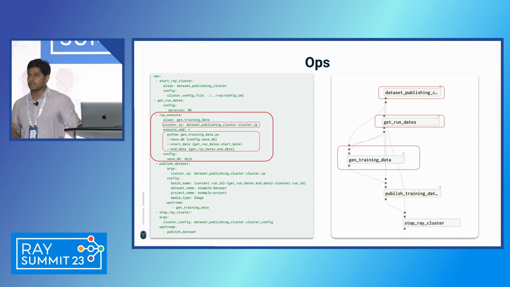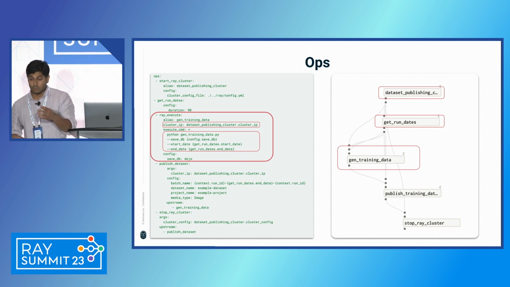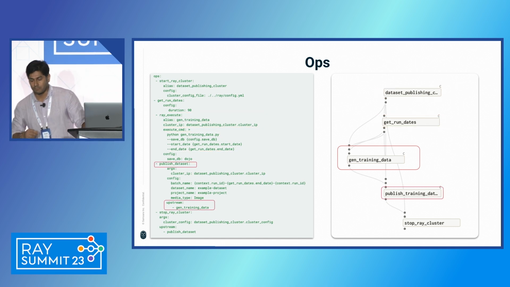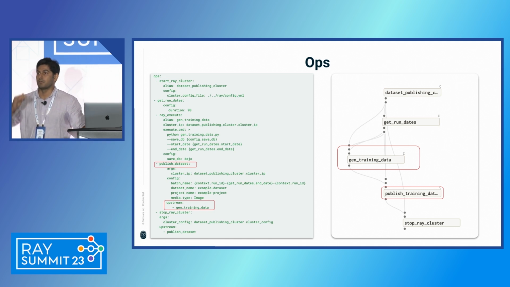Now, there could be a case where there's no explicit dependency passing between the two functions. So in the case of publish data set and generate training data, there's no explicit parameter that is being passed. But you can use this upstream command and say, okay, just make sure that you run this generate training data before you run the publish data set. So this is pretty much how we set up this particular DAG or the dependency graph.